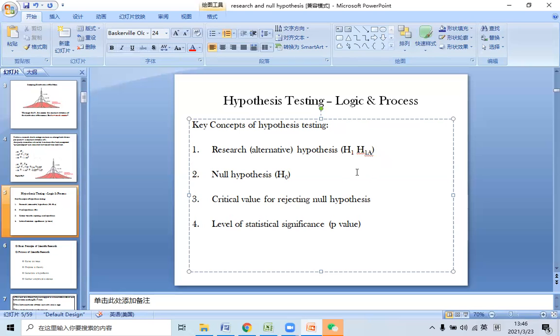H sub a, or you can write H sub 1. That's a research hypothesis. Another concept really important is a critical value. Well, we want a critical value for rejecting the null hypothesis. We want to reject the null hypothesis and support the research hypothesis. And we need a level of statistical significance.